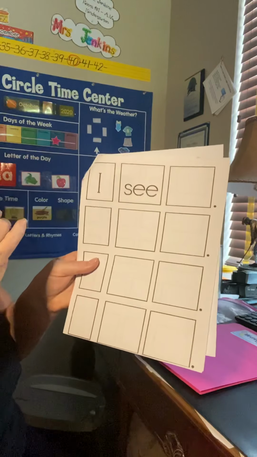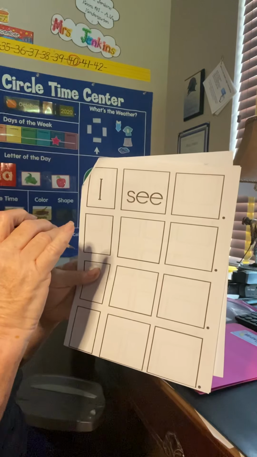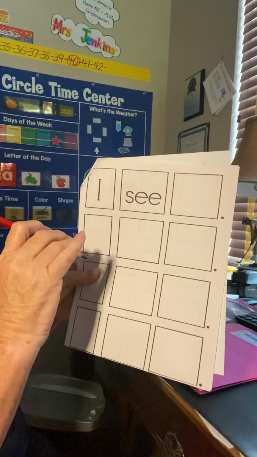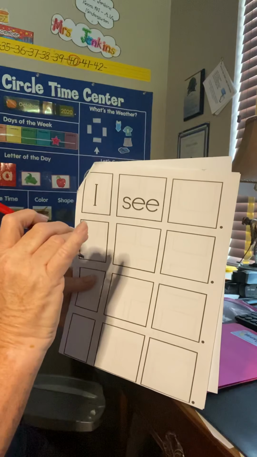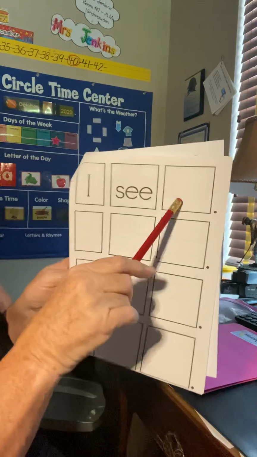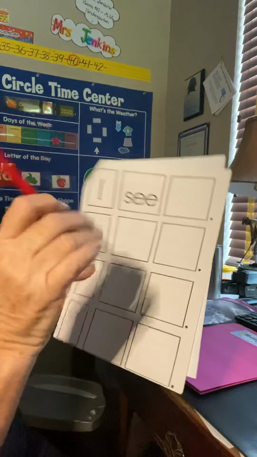Now, I was thinking about sun, but we can't put I see the sun, or I see my sun, or I see a sun. So let's not use sun. We can't say suns because there's only one sun. We could say stars though, right? I see, how about let's use one from the pocket chart. How about I see clouds?